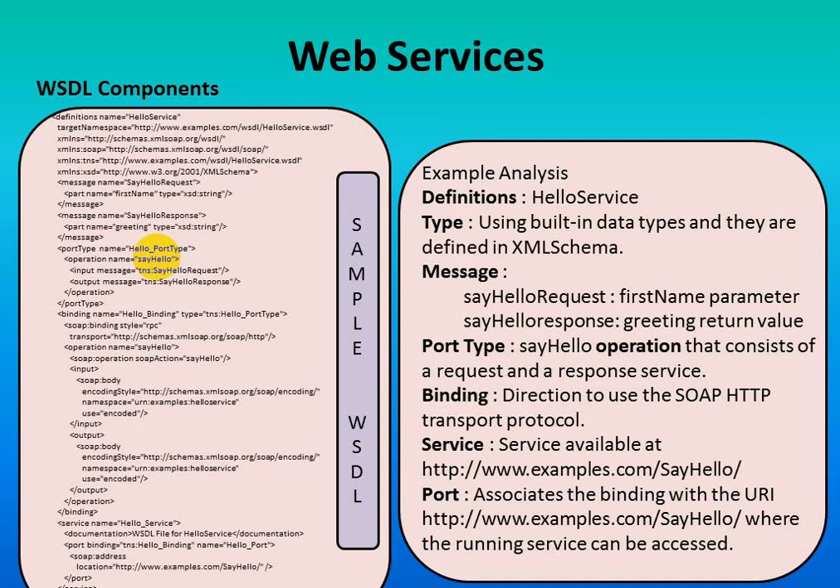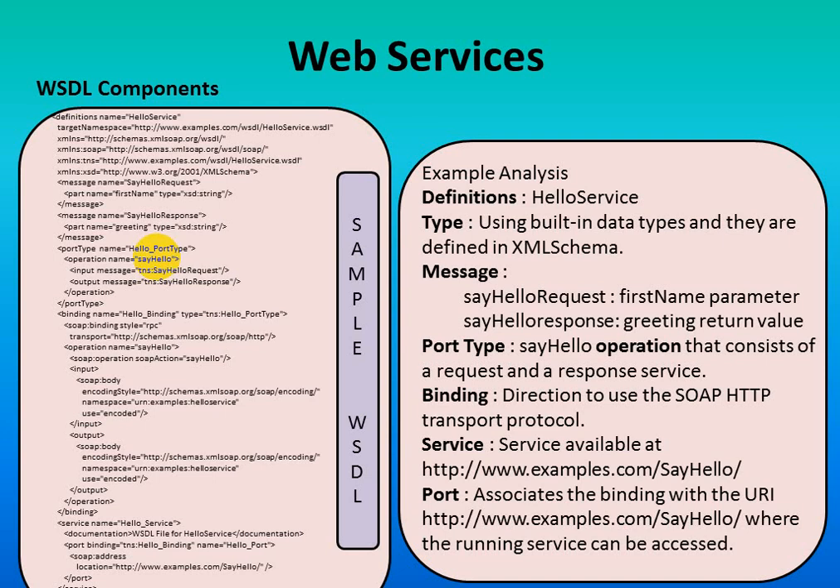And port type, basically that operation, the method name, and binding. I mean, it's binding with the port type and the operations, like method name with the say hello request will be bound in the WSDL file. I will show you how to create that WSDL.